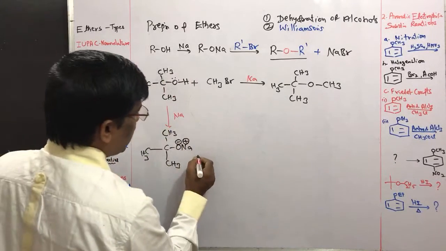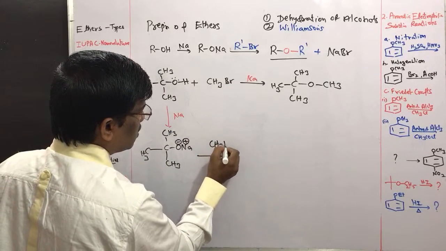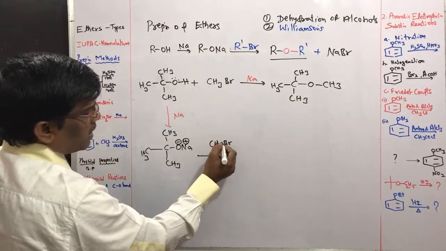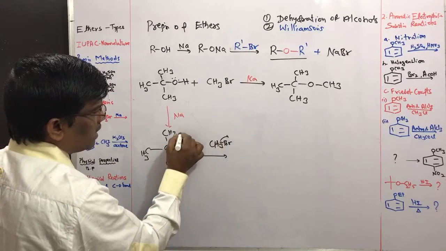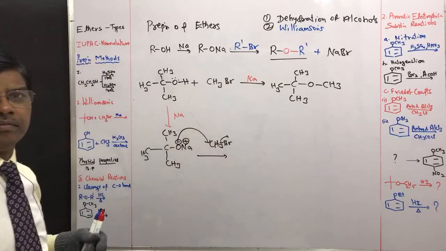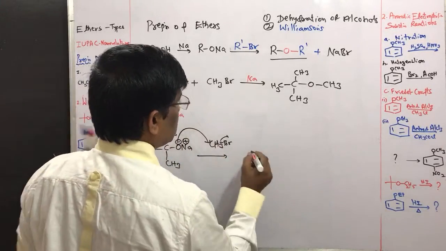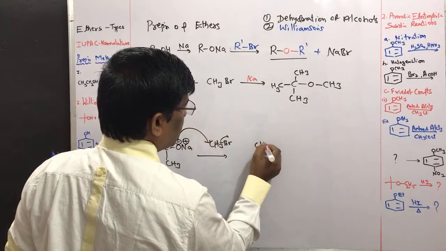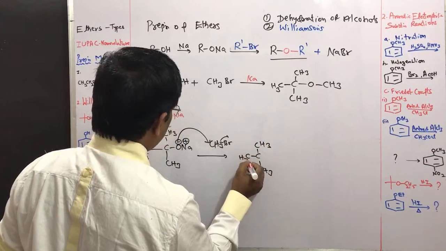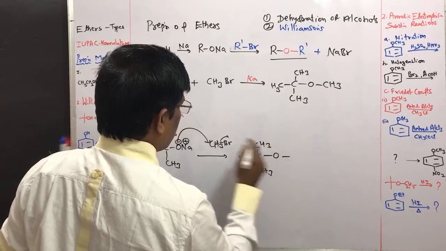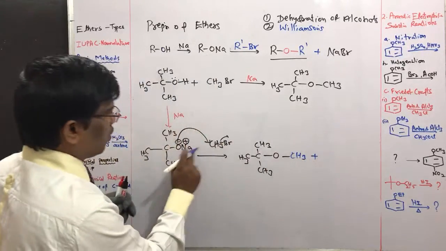Now when I add methyl bromide, what is going to happen? This is negatively charged. The bromide goes out and this comes in to give this ether, which is the expected compound. O and this is methyl. And the leftover is sodium bromide.